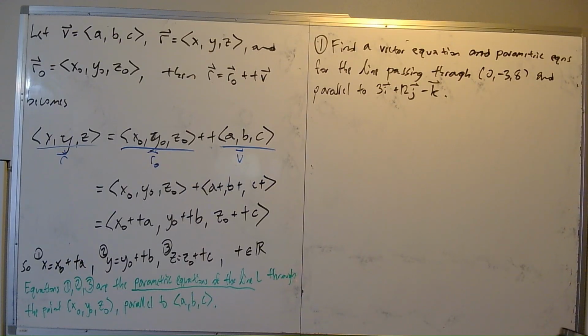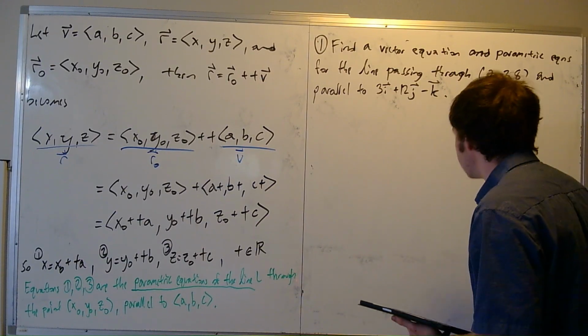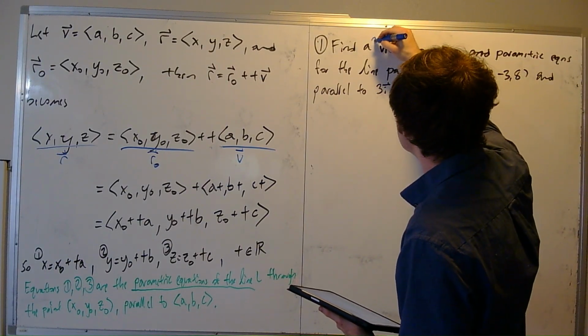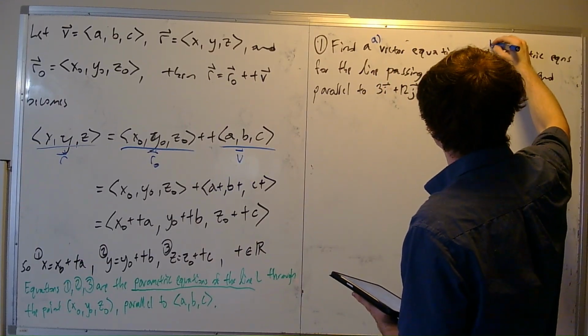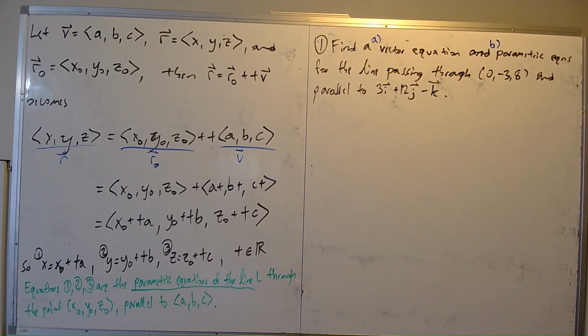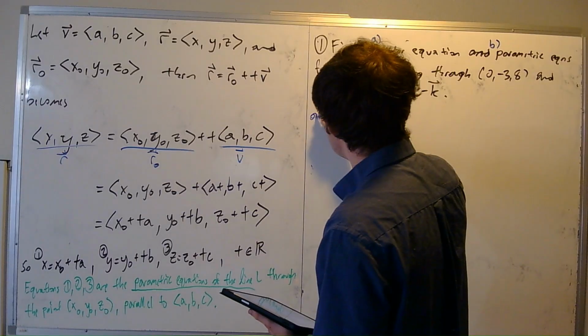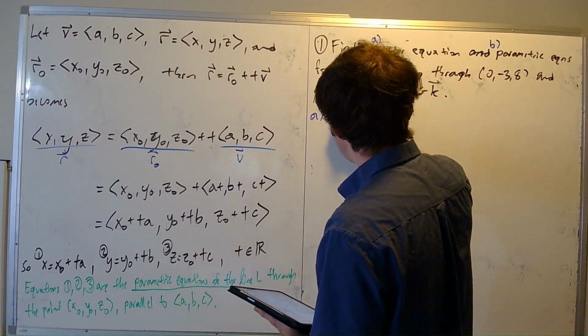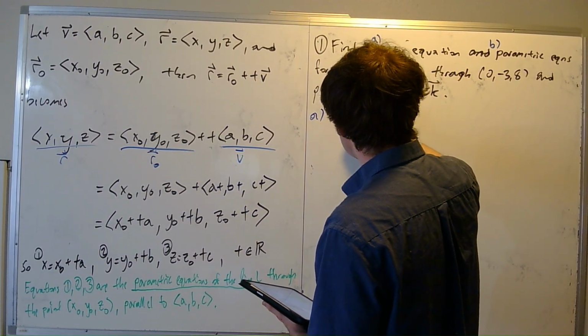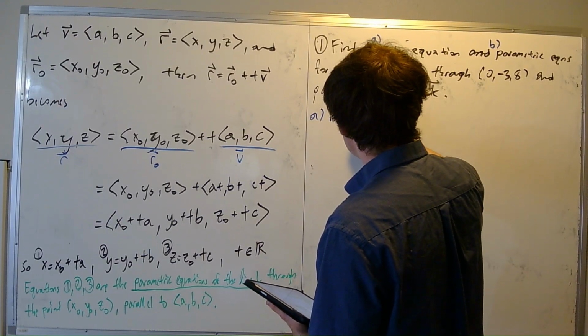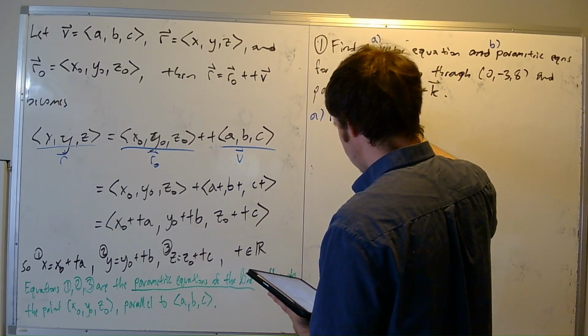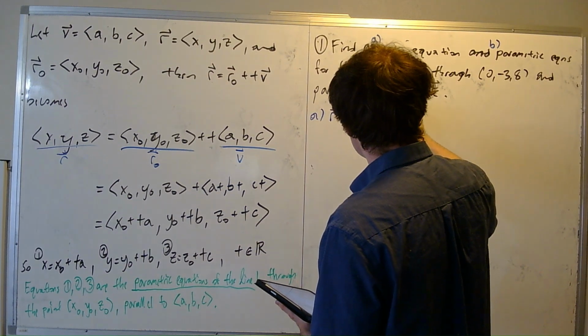And part A says to find, so let me write down, this is part A and this is part B. But part A still says that we need to find a vector equation. And now, remember what I said earlier, the way we find a vector equation is we need to find r equals r0 plus t times v.